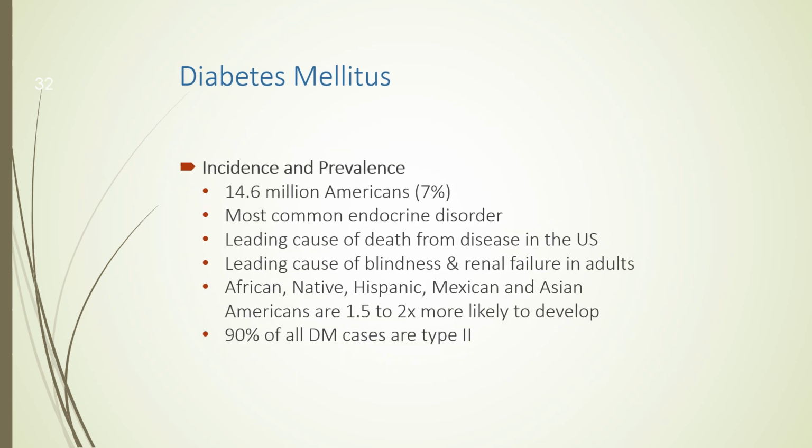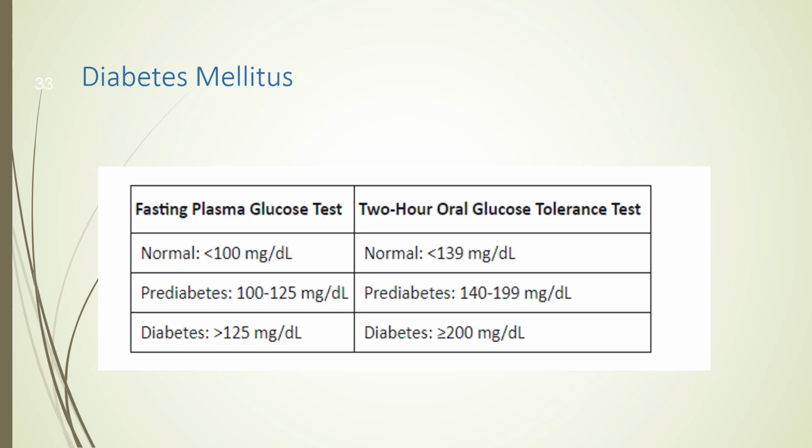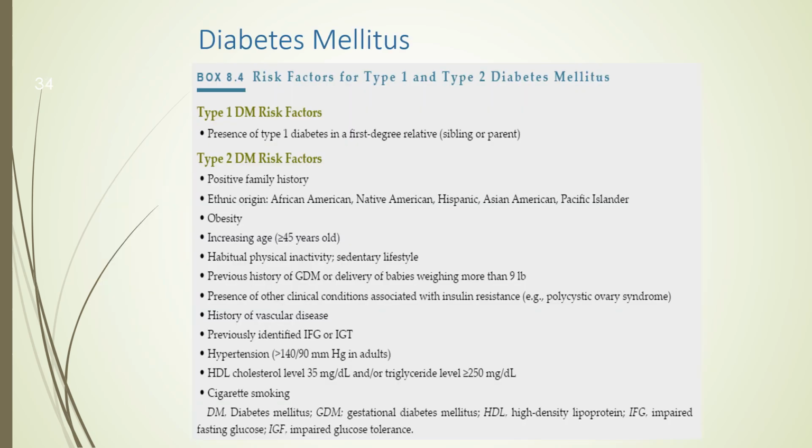Here you can see the incidence and prevalence of diabetes mellitus, as well as fasting plasma glucose levels and 2-hour oral glucose tolerance test levels. Here's a list of risk factors for both type 1 and type 2 diabetes mellitus.